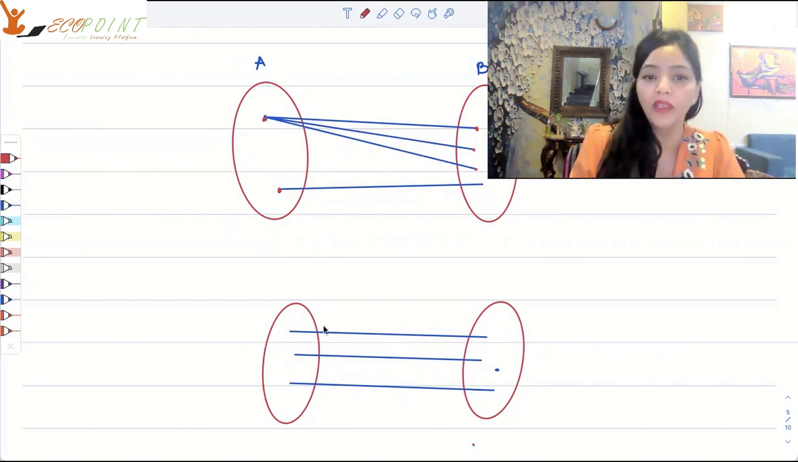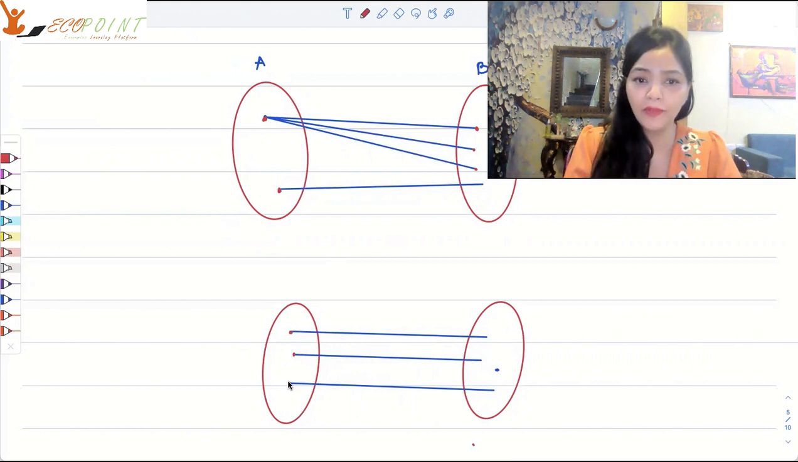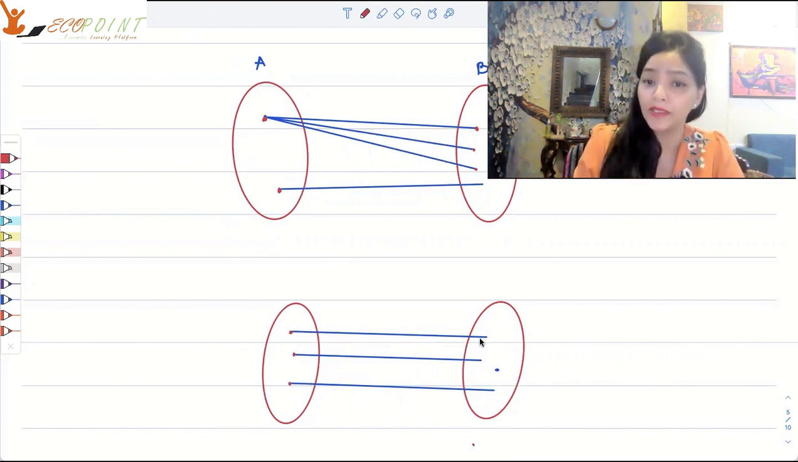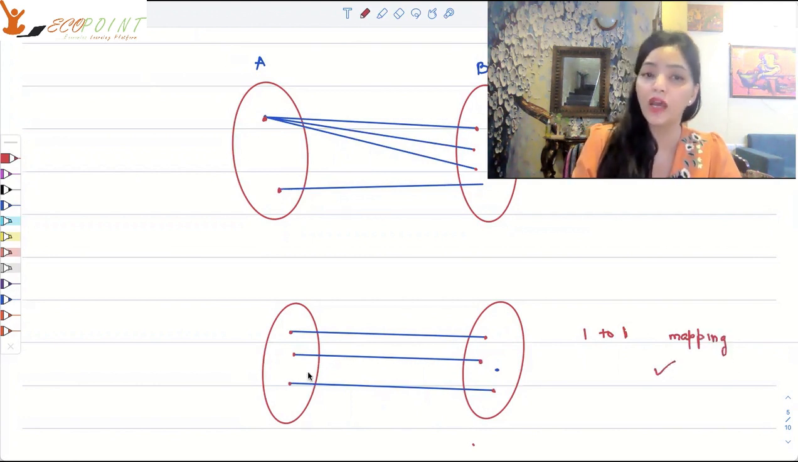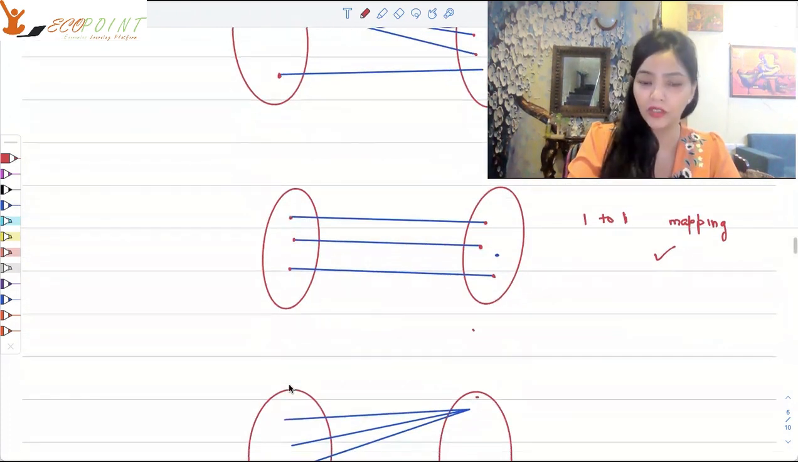Here, first thing, do all my inputs have an output? Yes. Are the outputs unique? Absolutely. This seems to be a 1-to-1 mapping. We call it 1-to-1 mapping. And indeed, it is a function because everything in my input set is getting mapped to a unique entry in the codomain. It is a function.